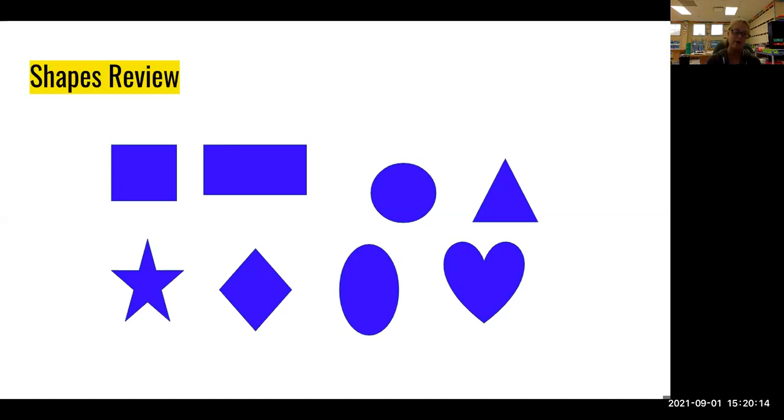So we have the square, which is this one, the rectangle, the circle, the triangle, heart, oval, the rhombus or the diamond, star, and there are others like parallelogram, trapezoid, and hexagon, pentagon, octagon. All of those are considered geometric shapes.